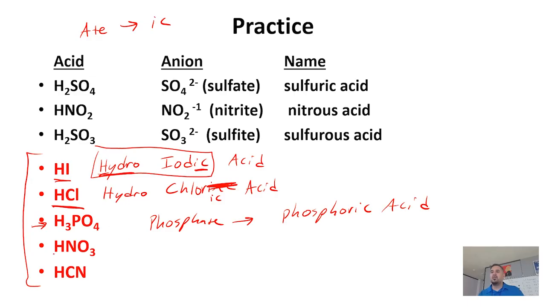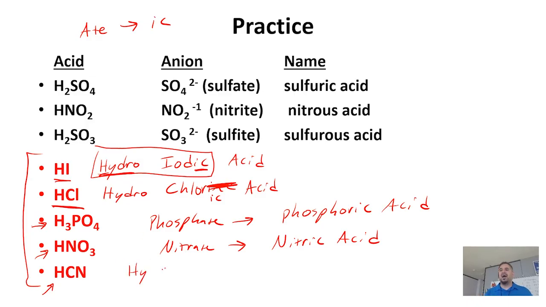All right, next one, is this a binary or an oxyacid? Oxyacid, and then what is the polyatomic ion? Nitrate. So nitrate is going to turn into what? Nitric acid. All right, last one. Is this an oxyacid or a binary? It's not an oxyacid. It's not a binary, but we treat it like a binary.